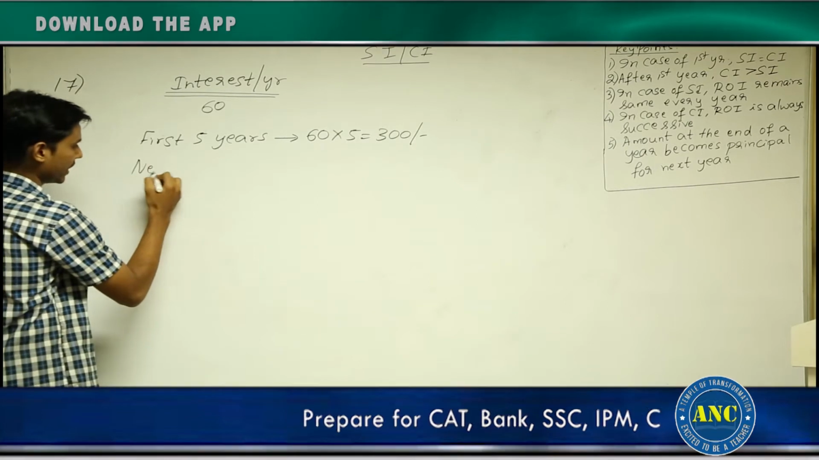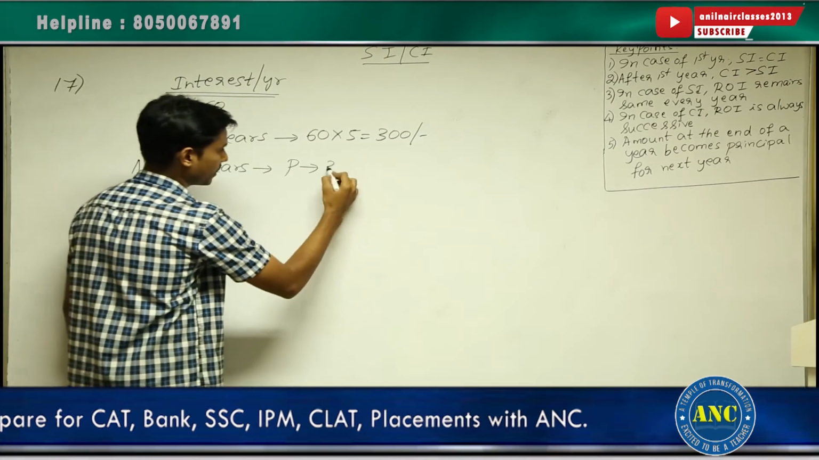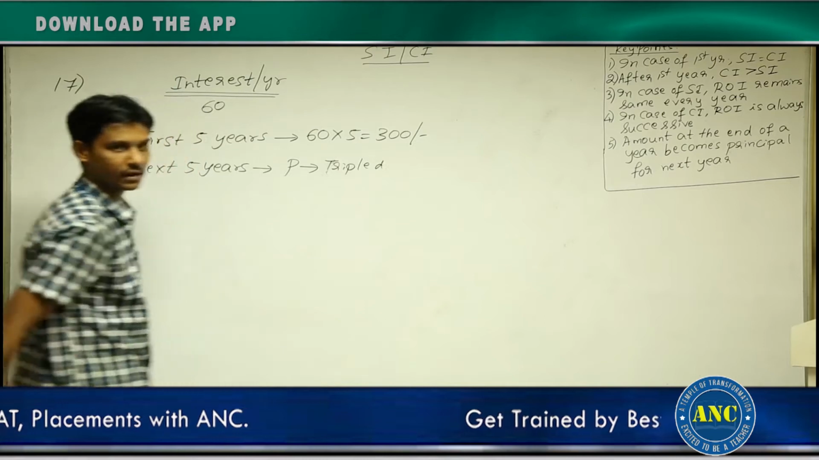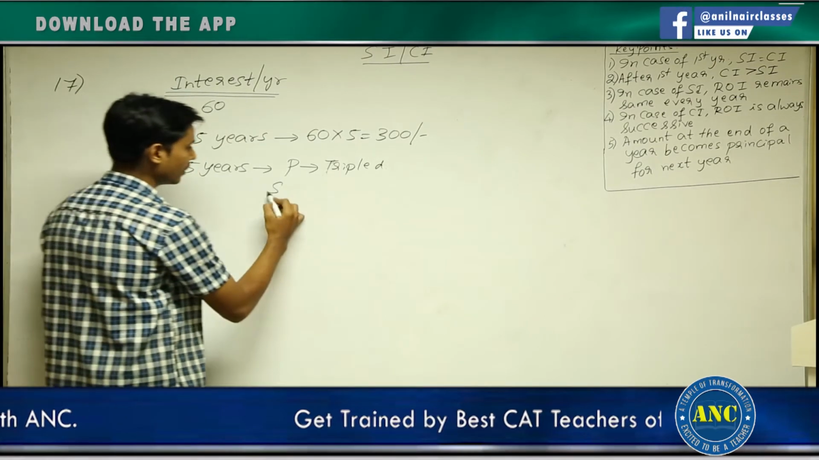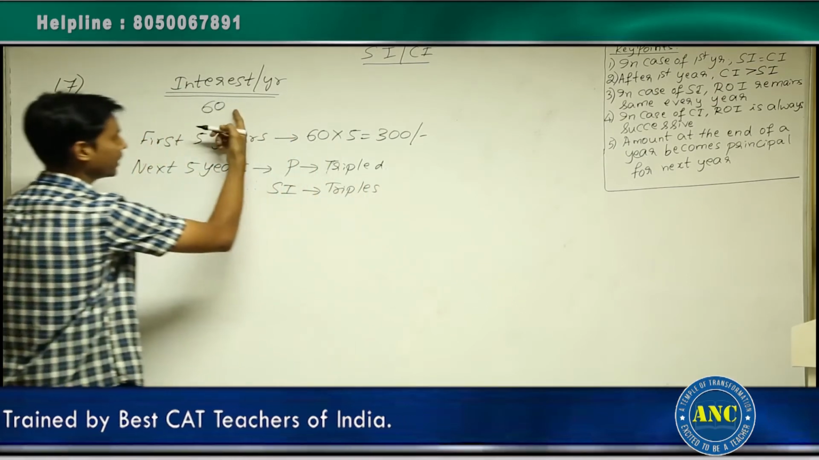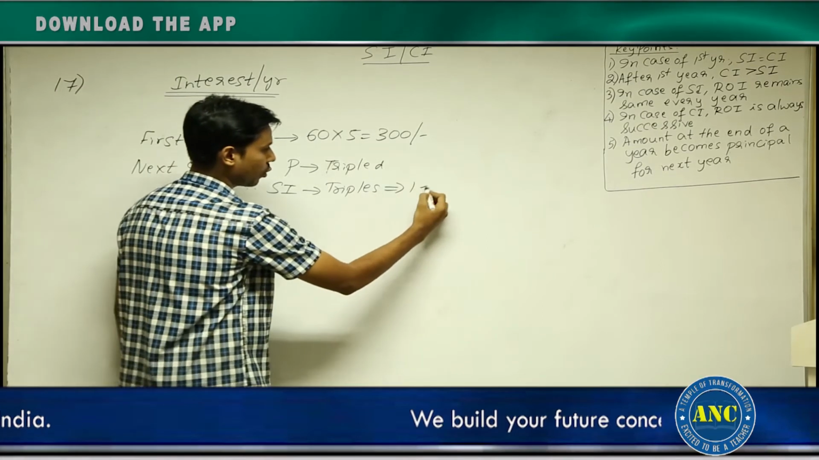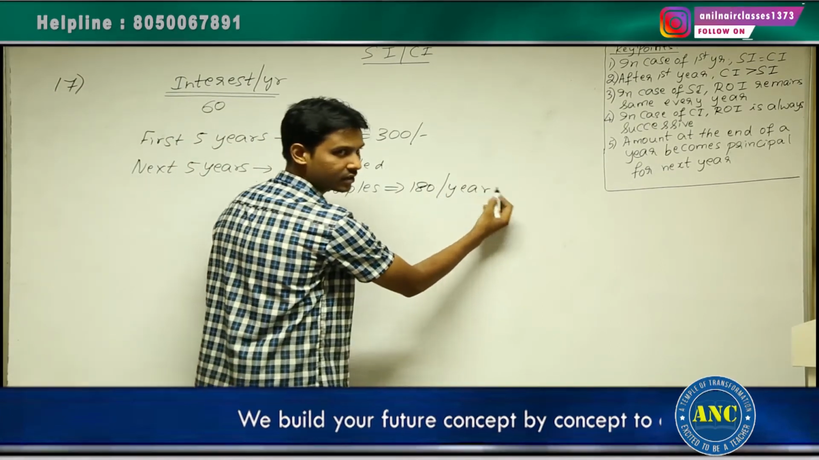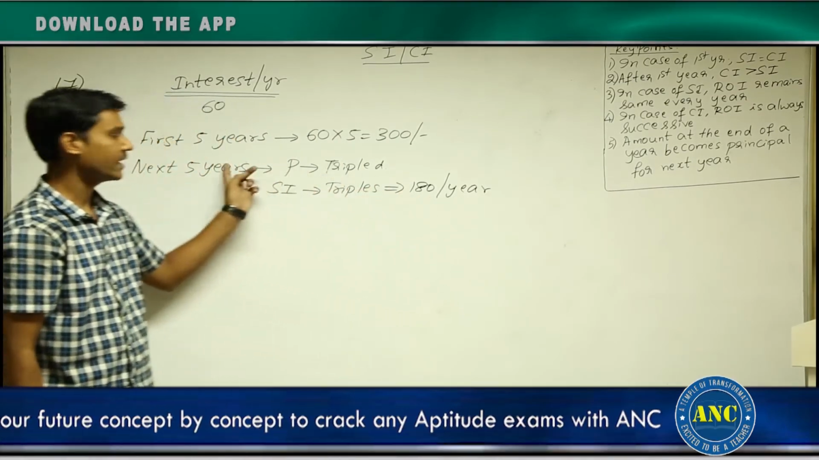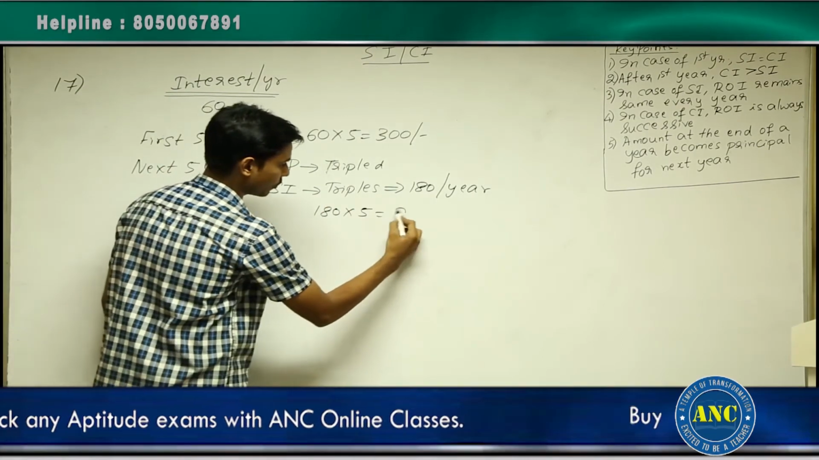Now the next 5 years. Principal is tripled. If principal is tripled, interest also should be tripled, right? Therefore, interest is also tripled. It was 60 rupees per year, now it becomes 180 rupees per year. Understanding? For the next 5 years, every year I am paying you 180 rupees extra. For 5 years I will pay you 180 into 5, 900 rupees extra.